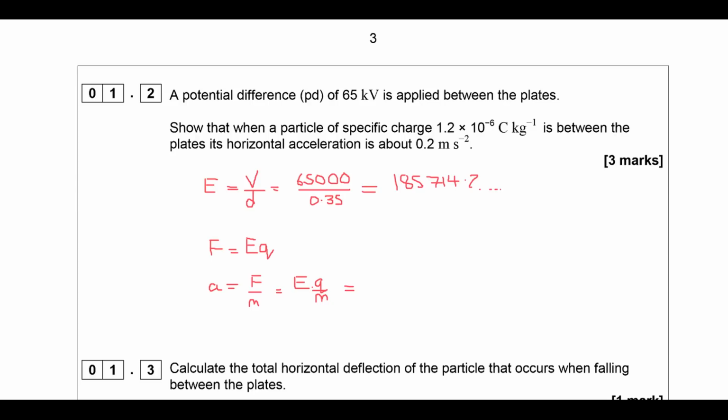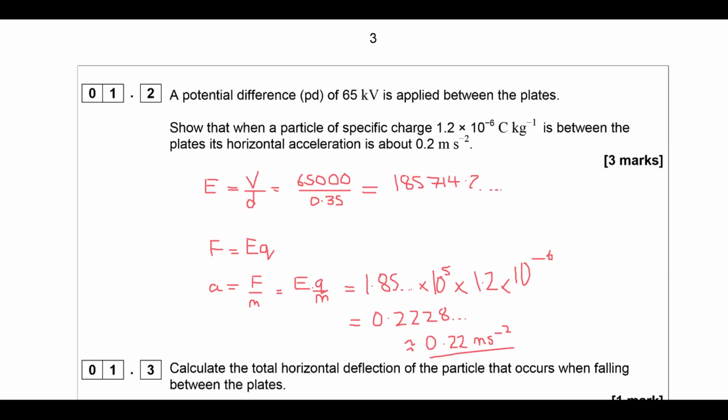So what we did there, we took our answer to this part, times 10 to the 5, times the specific charge, times 10 to the minus 6. I'm showing my working here because this is a show that question, so you should show every stage that you're doing. And let's give the unrounded answer first, so it comes out as 0.2228, which is approximately 0.22 meters per second squared, which is what we were looking for there.